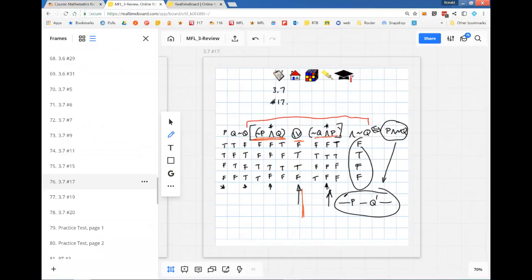Now, when you look at that, I've got to think here. Hang on a minute. Then we and it with not Q. Here's the final answer of the whole thing: FTFF. Is there anywhere else in the truth table that you see an FTFF?